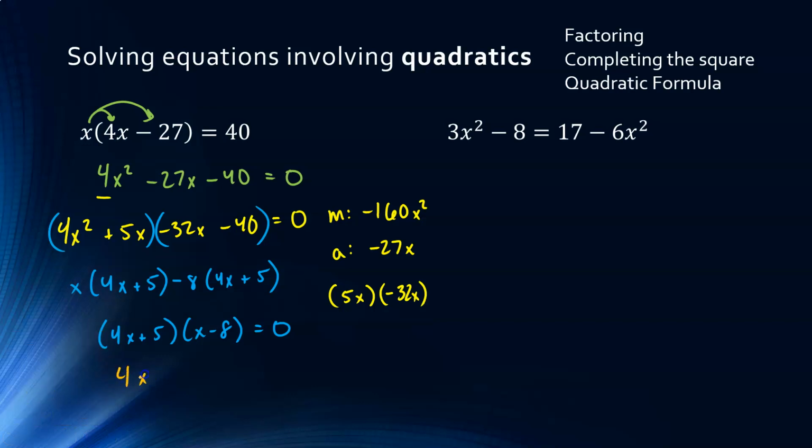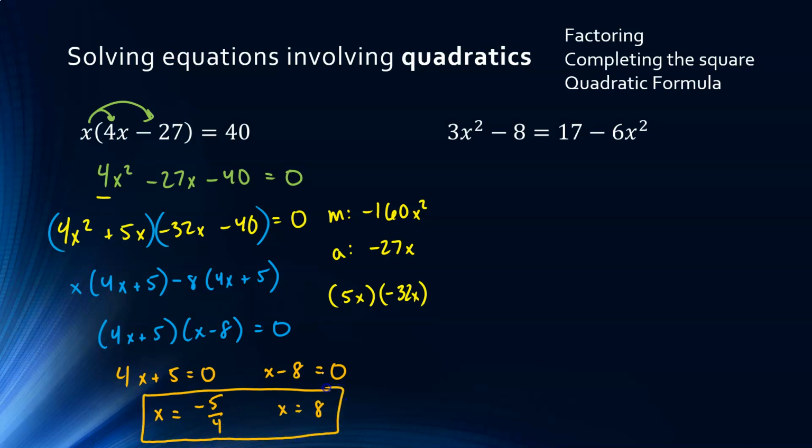So I would set 4x plus 5 equal to 0, and x minus 8 equal to 0. For this first one, I would subtract 5 and divide by 4, so I would get negative 5 fourths. And the second one, I would add 8 to both sides, and I would get x equals 8. So those would be my two solutions for that one, negative 5 fourths and 8.